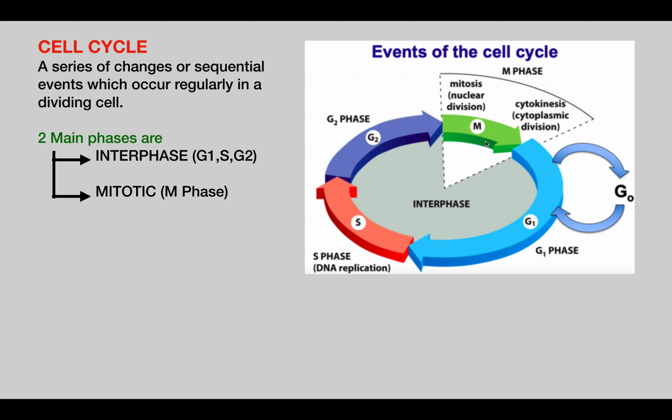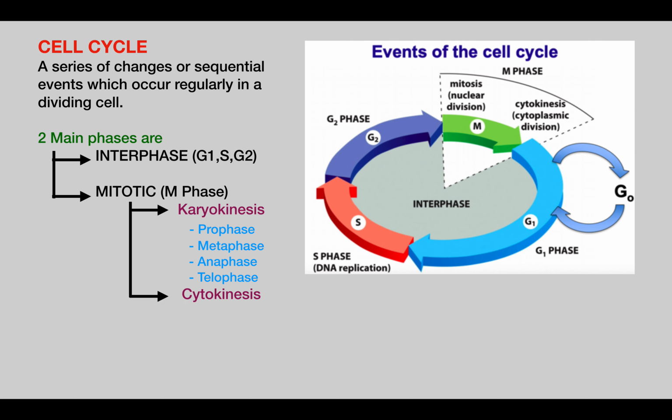So here you can check. Now the mitotic phase has two parts. The first part is known as karyokinesis or the nuclear division. This karyokinesis is again subdivided into four different stages: prophase, metaphase, anaphase and telophase. Once division of the nucleus is completed, the next part is the division of cytoplasm, which is known as cytokinesis. So this is everything about the cell cycle and the events occurring in it.